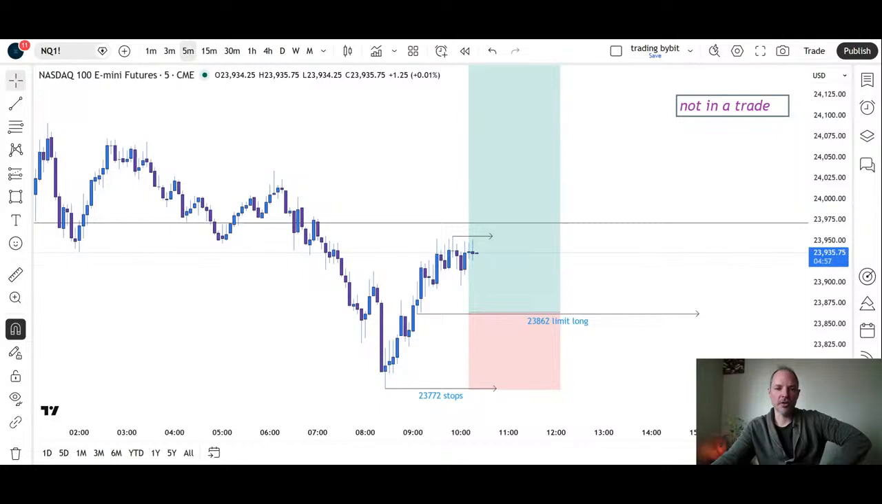Market is definitely stalling right here. So it's been going sideways for a lot of 5 minutes right now. So it's building up some liquidity.